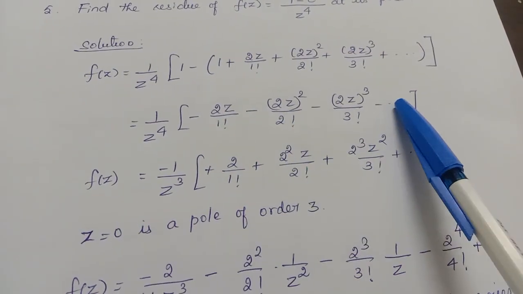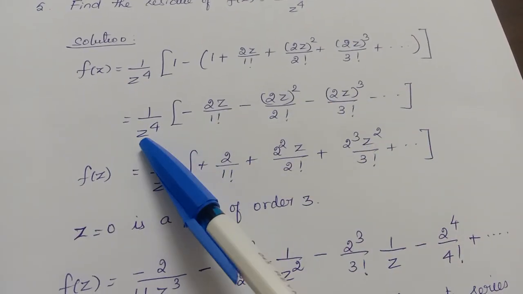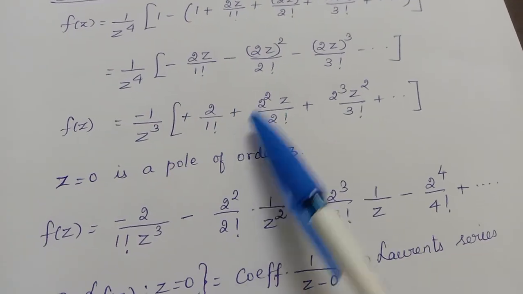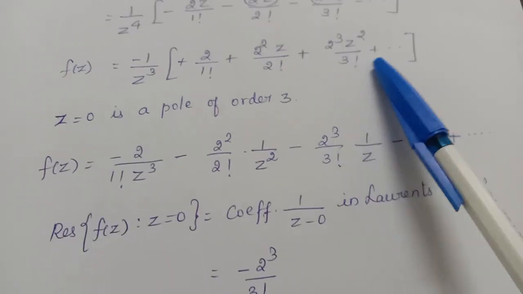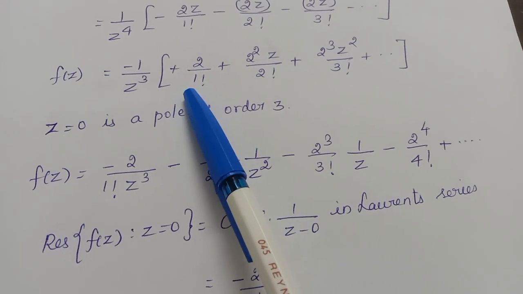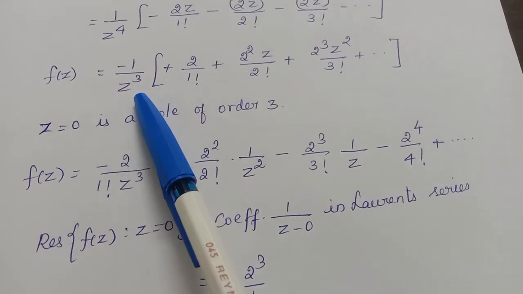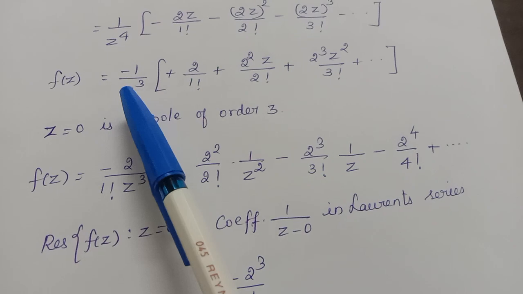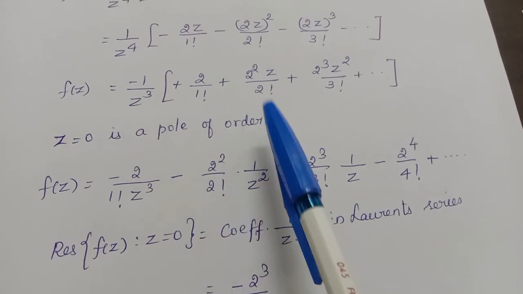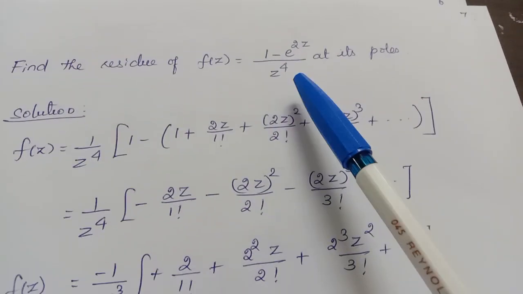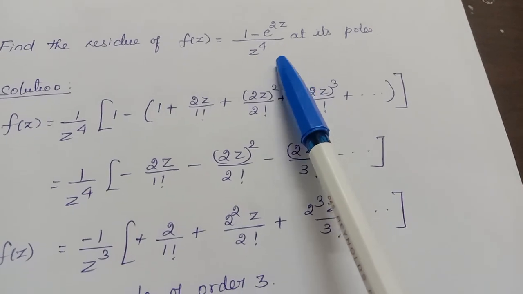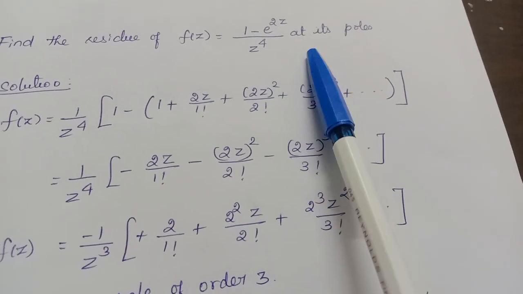Throughout you can take one z outside, no? You take one z outside and cancel with this z. So it will be minus 1 by z cube into 2 by 1 factorial plus 2 square z by 2 factorial plus etc. So this is the series expansion. In the Laurent series expansion, you have only one term containing negative powers. That means this is a pole. z equal to 0 is a pole. And what is the order of this pole? 3. If you look at this question, here it is z power 4, no? If you equate it to 0, you will get 0 is a pole of order 4. It will give you wrong information.